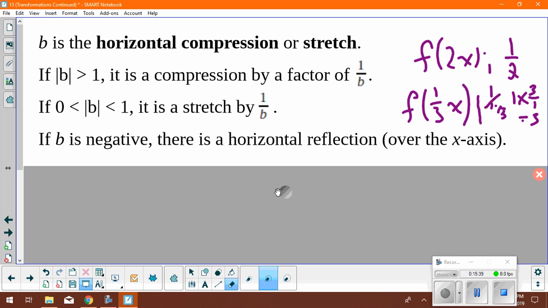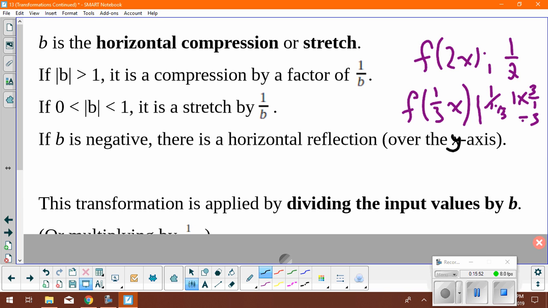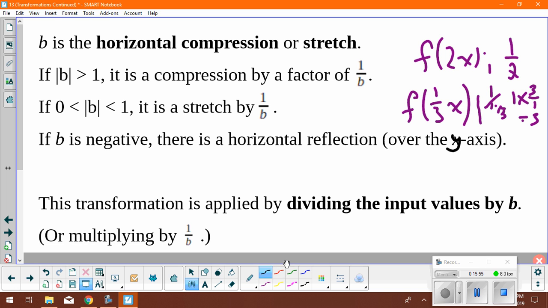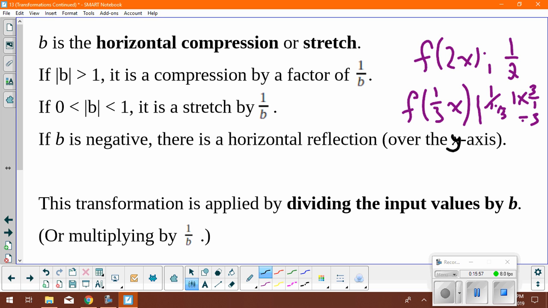If our b value is negative, it will reflect over the y-axis. It's horizontally reflecting. The way we apply this to a point table is that we are dividing the input values by b. Again, it's a little counterintuitive. It's the opposite of what you might think. Or it's the same thing as saying you're multiplying it by 1 over b.